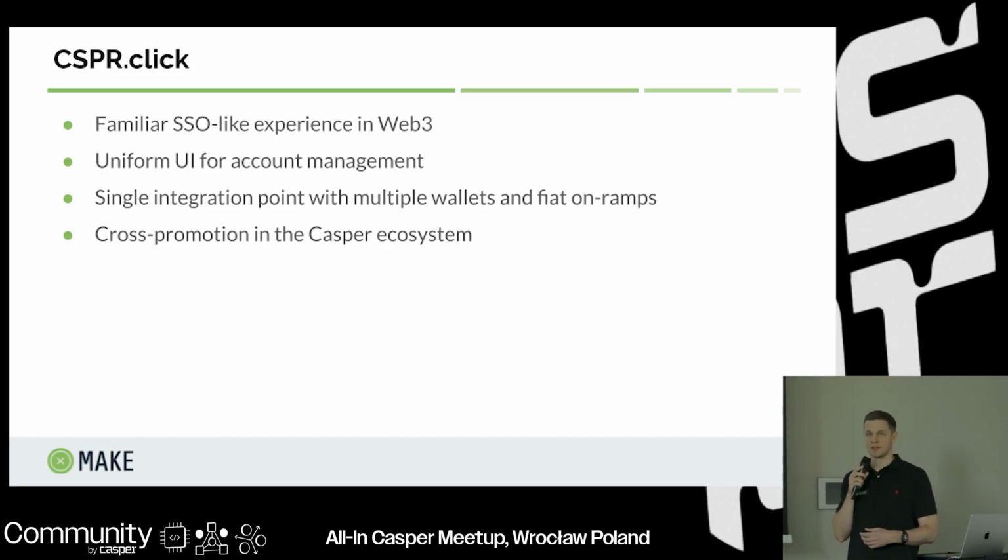So what is Casper.click? Casper.click is aimed to solve those two problems for developers and users. First of all, it provides a single sign-on-like solution users are already familiar with from Web2. It provides a uniform UI for account management. For developers, it's a single integration point with multiple web wallets and also fiat on-ramps. And on top of that, for developers and actually for users, Casper.click will provide cross-promotion in the Casper ecosystem. Discoverability is one of the problems we also face as an ecosystem. Right? There is no Google or App Store for blockchain.